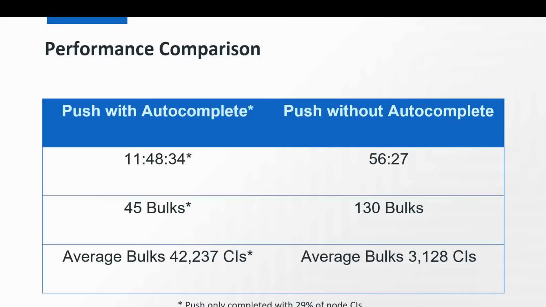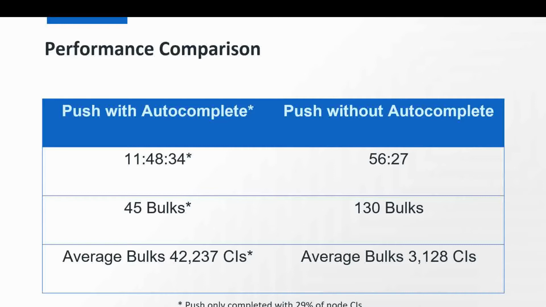Now let's take a look at a comparison of speed. With autocomplete turned on, I created a fairly poor TQL, sent over CIs, and set the maximum bulk size only at 1,000. The average bulk size was 42,237 CIs. There were a total of 45 bulks sent in 11 hours, 48 minutes, and 34 seconds, and it only completed 29% of the nodes before timing out.